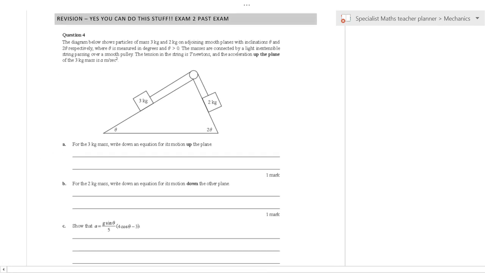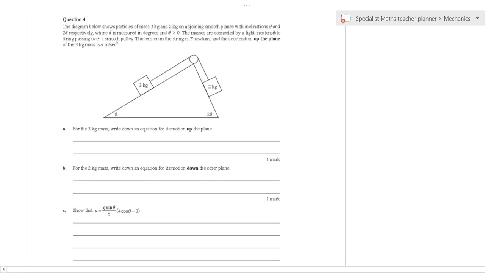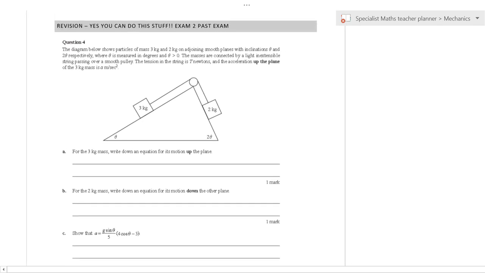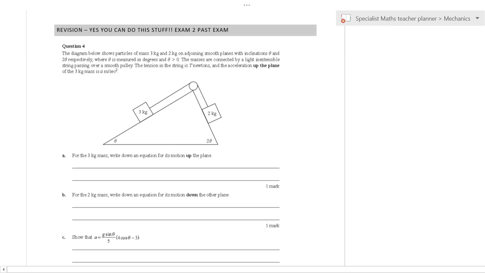I think we can get through this in 20 minutes, which means you can have a good look at the video and pause it and stop it when you're revising for your SAC. Yes, you can do this exam 2 stuff, but you've got to be able to read the question very carefully.